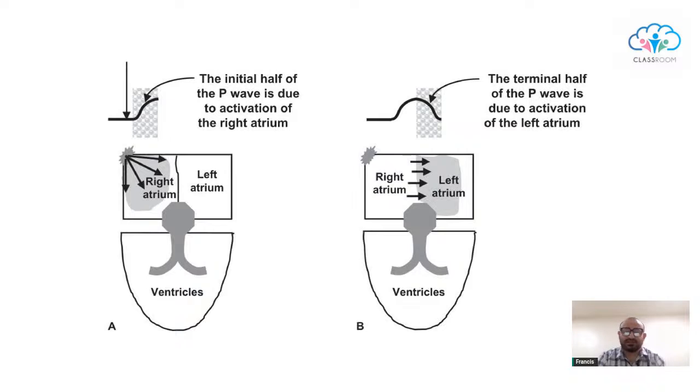So this is just a diagrammatic representation of how the P wave vector moves, and how the wave depolarizes as seen from lead V1, from the right atrium down across into the left atrium.